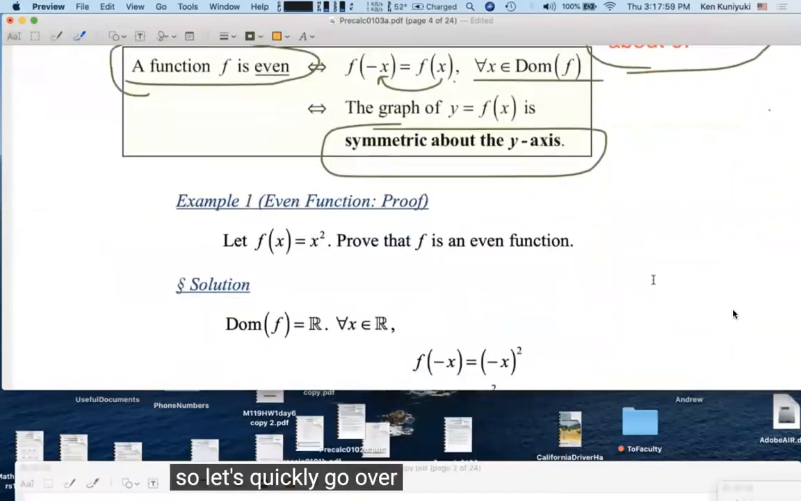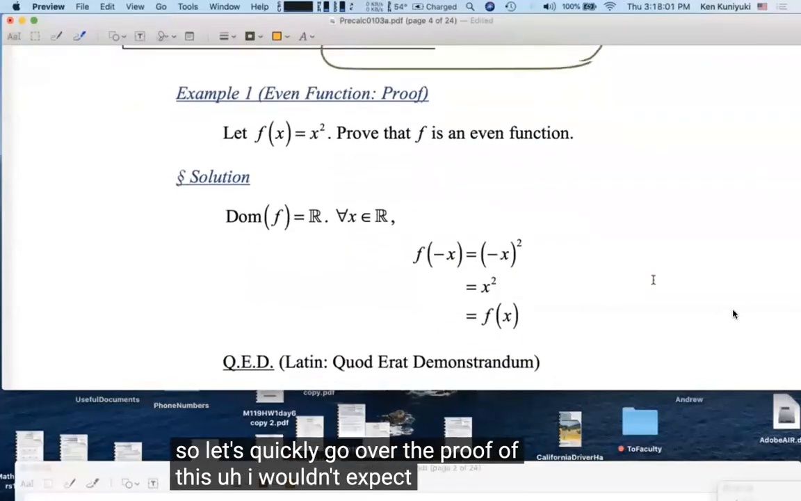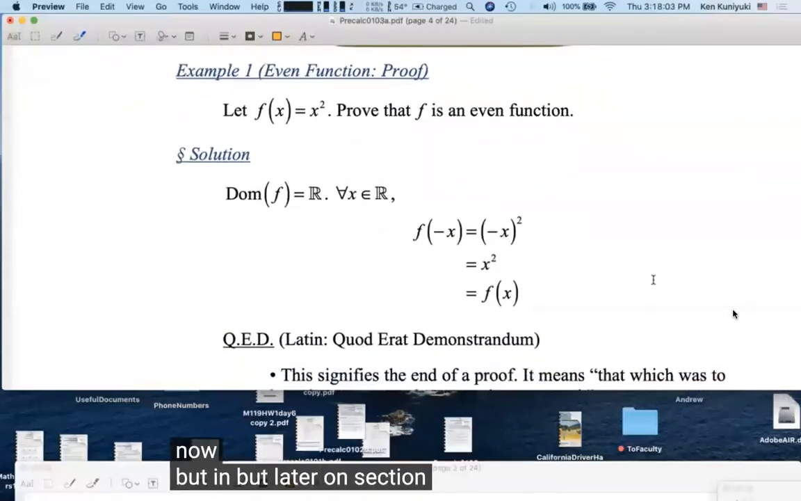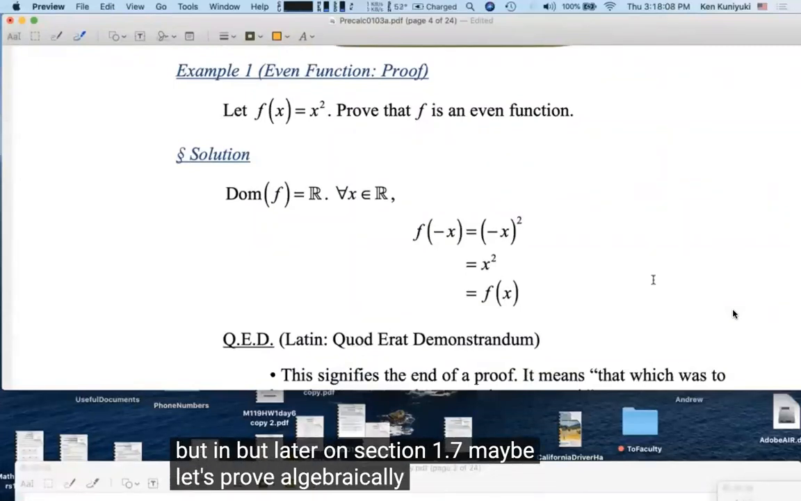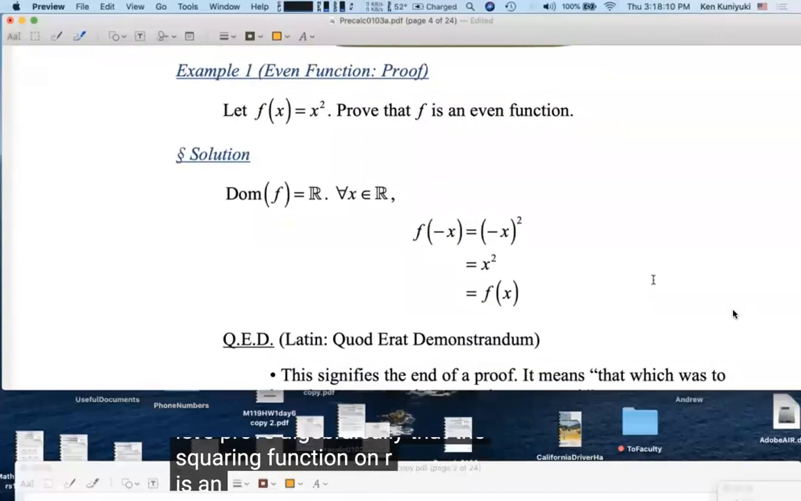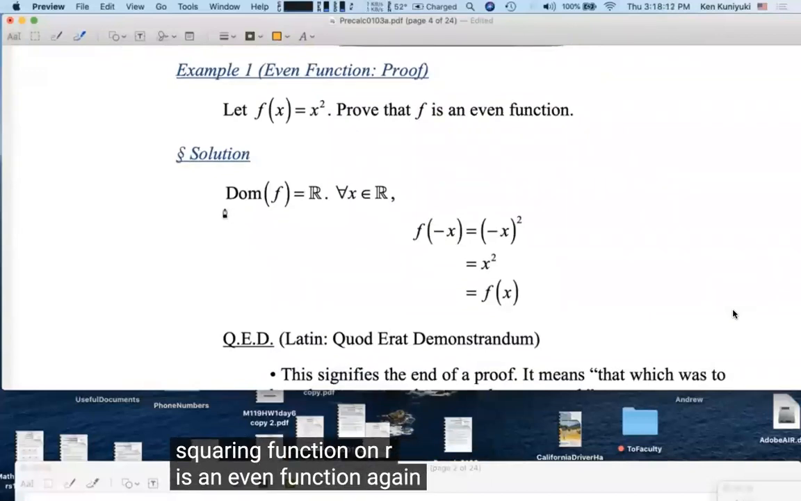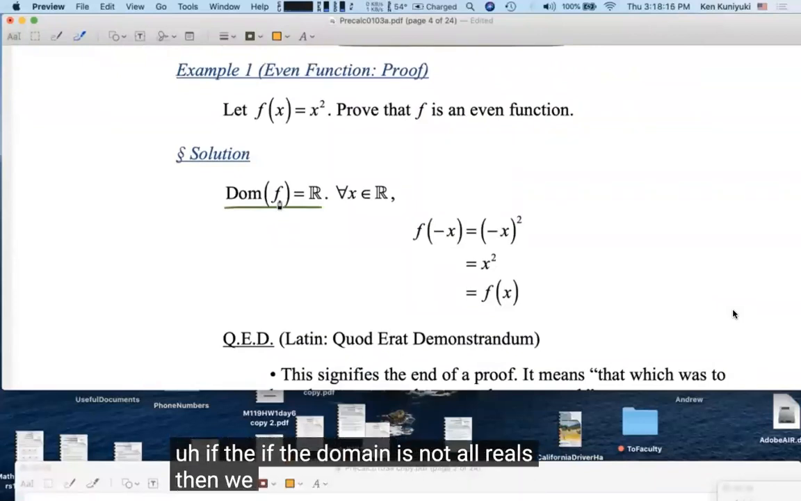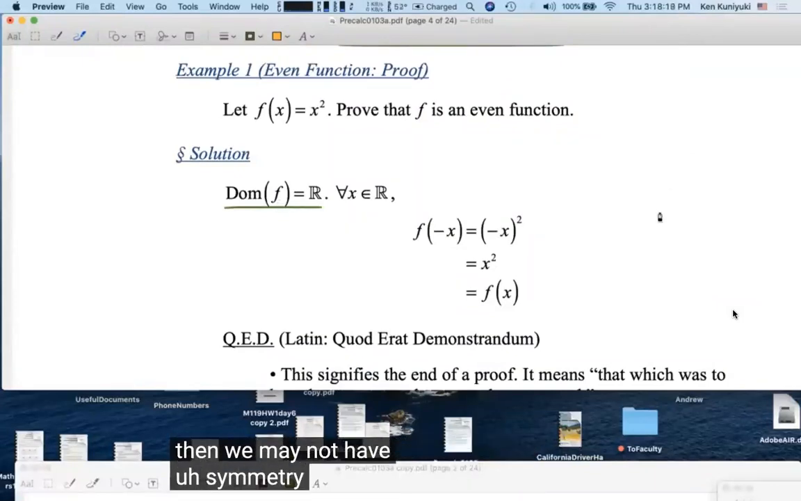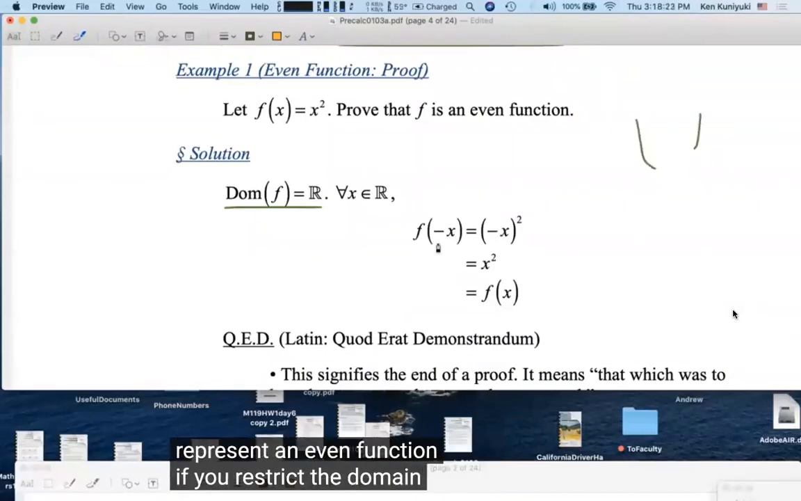So let's quickly go over the proof of this. I wouldn't expect you to do this now, but later on in section 1.7, maybe. Let's prove algebraically that the squaring function on R is an even function. Again, we're assuming the domain is all reals. If the domain is not all reals, then we may not have symmetry. This here would not represent an even function if you restrict the domain.